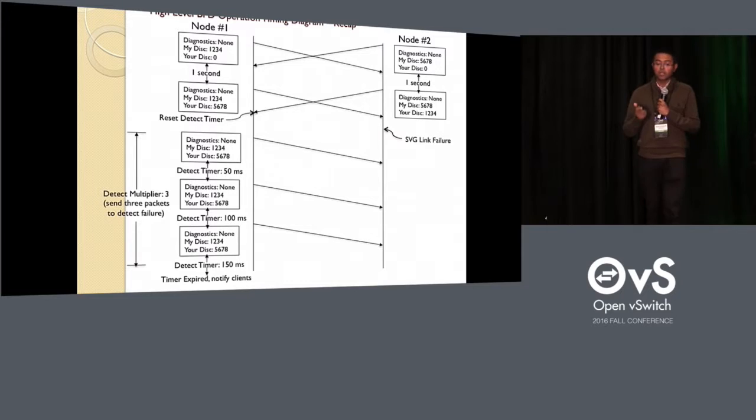And what happens when there is a failure? Let's look at this. Node number 1 sends the link hello packet, and it is sent 3 times, as shown by the detect multiplier. After 3 times, when there is no response on the other side, it will say that the timer has expired and it is time to actually notify the clients.